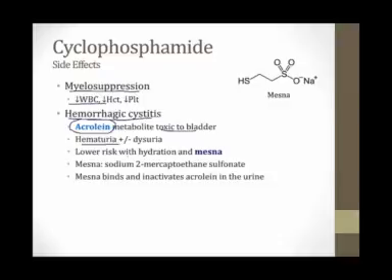There's a lower risk if patients are well hydrated. In addition, there's a lower risk if a substance called mesna is co-administered with cyclophosphamide. This is the structure of mesna shown on the screen here. Mesna is sodium 2-mercaptoethane sulfonate, and mesna binds and inactivates acrolein in the urine and lowers the risk of hemorrhagic cystitis.